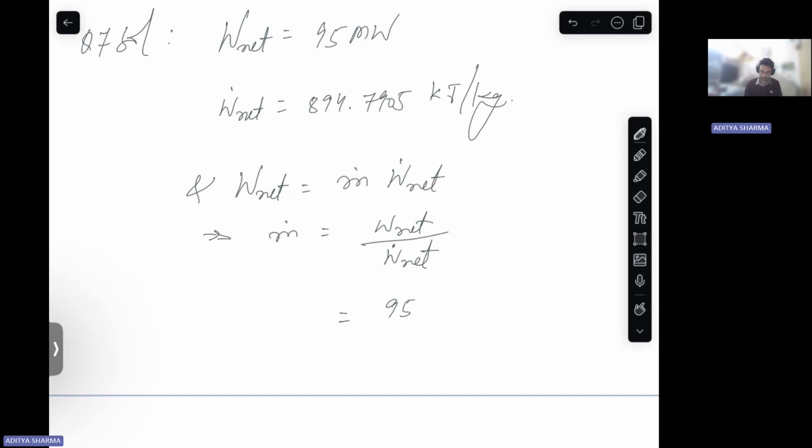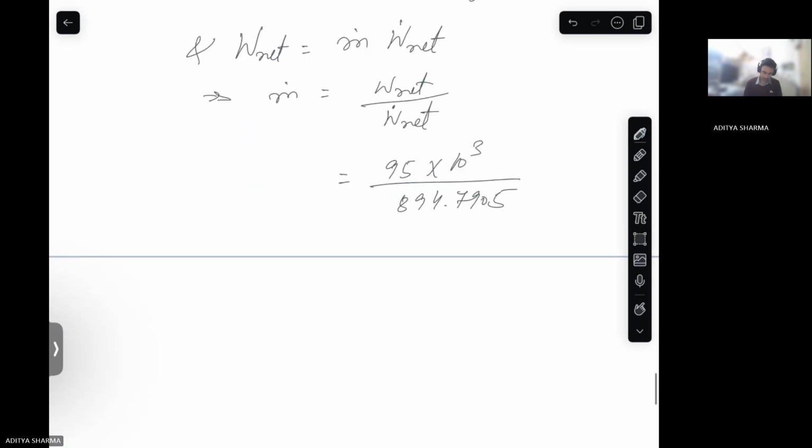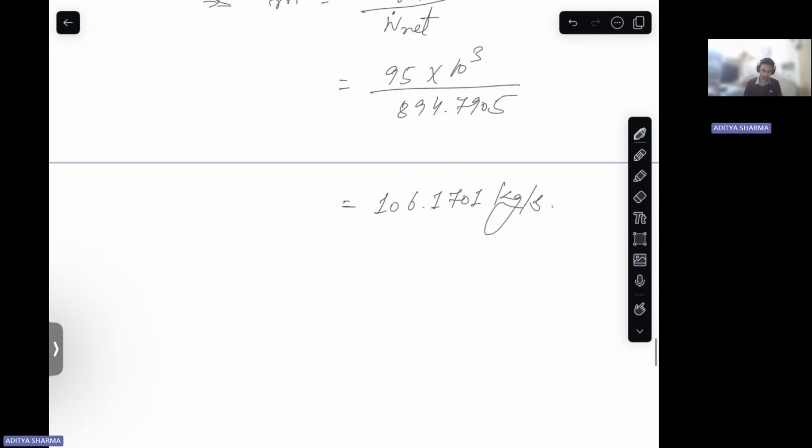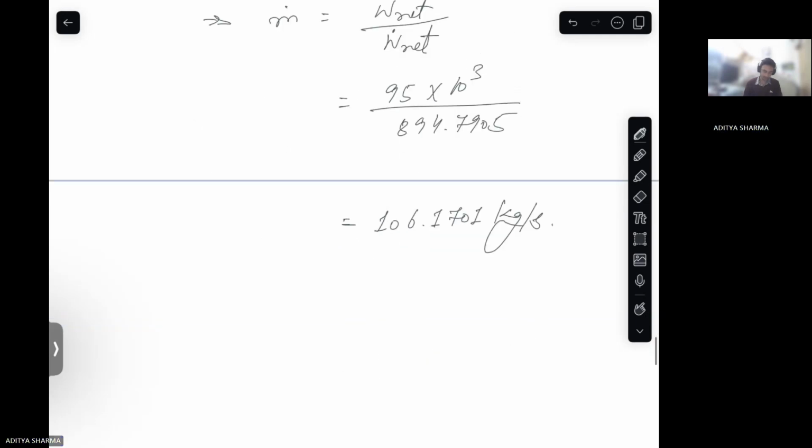Megawatts. So everything is in kilos. So we will convert this into kilowatts, and the numerator already is in kilo terms. Now, if you solve this, this is your mass flow rate of your steam. Now moving on to question number 8, solution.